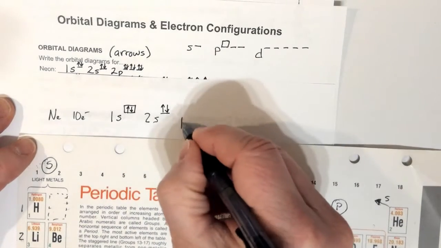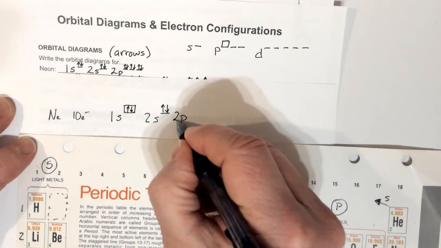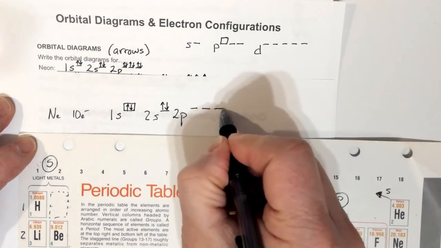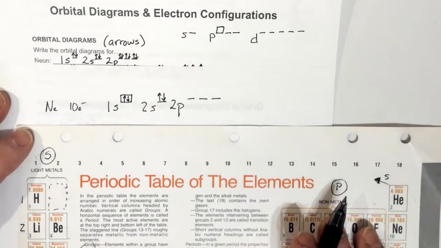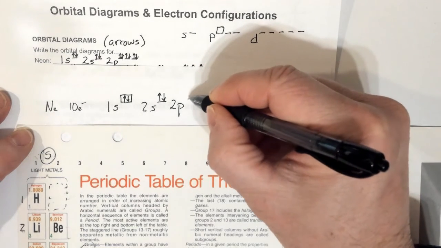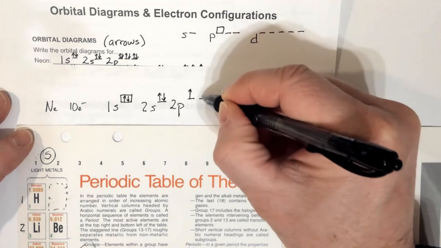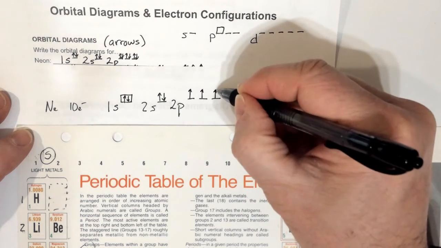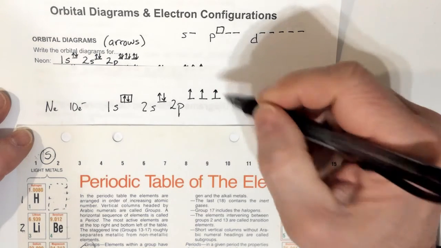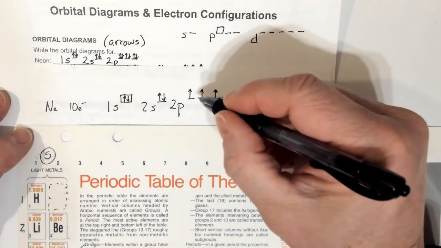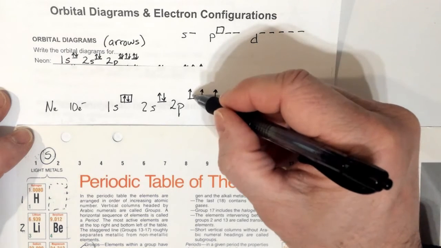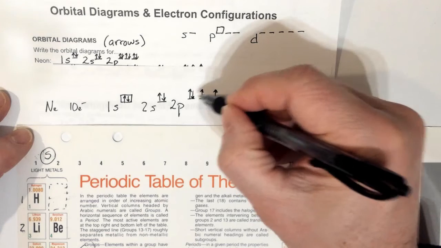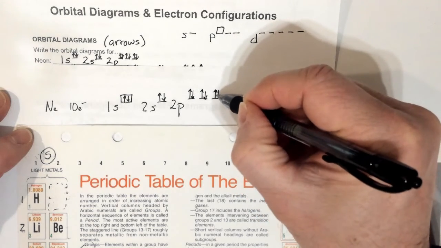Well, the second energy level P can hold 3 boxes, so 1, 2, 3, and I have 6 electrons to put in there. But because of Hund's rule, I need to put them in empty boxes first. So I fill all the empty ones up because they like to push each other away. They're all negative electrons. But now I've run out of room and I need to put 6 in here. So now I must start to pair them and put them together. So here we go, here's 4, 5, and 6.